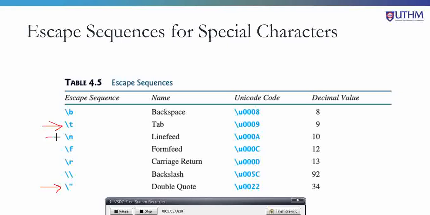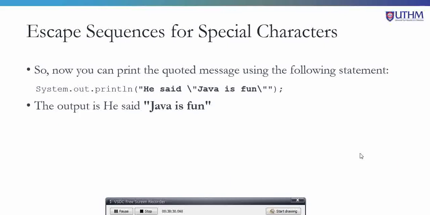Backslash t for tab. Normally we use this one, backslash n, the next character or the next line. For tab, backspace, and backslash. I think these are the ones that we commonly use. So just put the backslash. So now you can print the quoted message using the following statement.